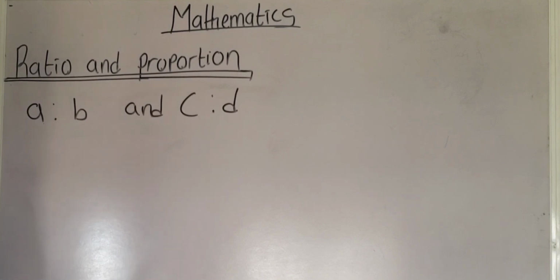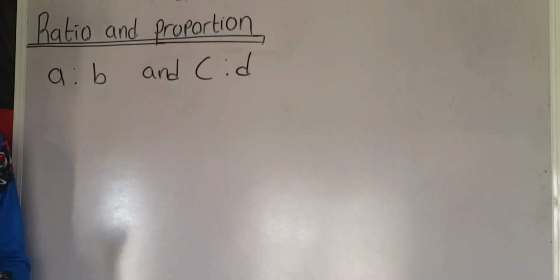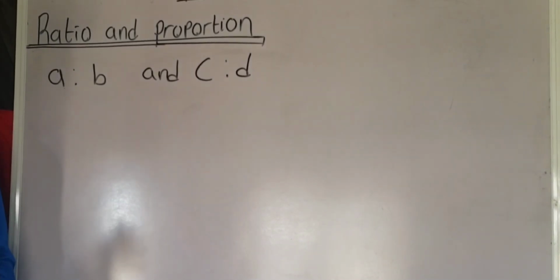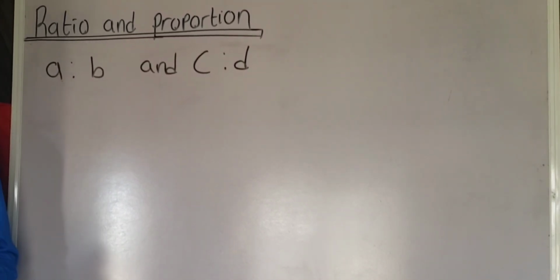Now, there are two ways to check. The first way is to take the cross product of the ratio. If we have the same number after taking the cross product, then we can say that both ratios are equal. The second way to check whether two ratios are equal is to change both ratios to fractions and reduce them to their lowest term. Do you understand?